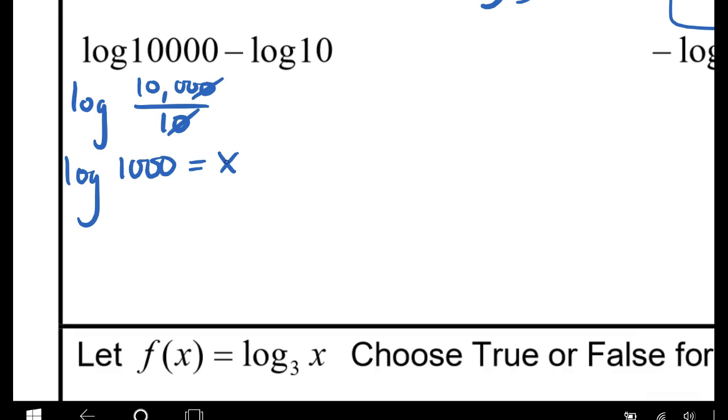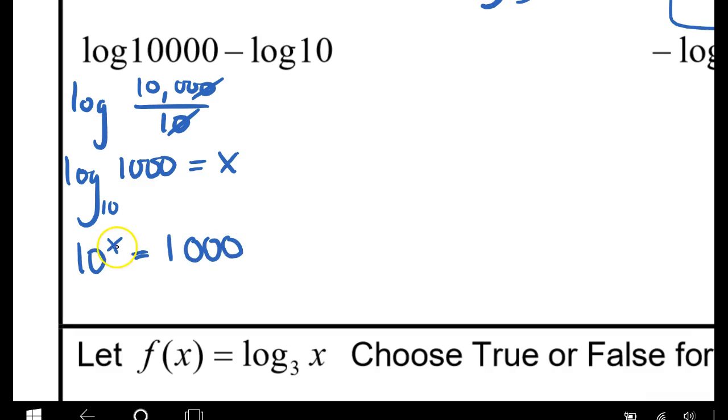And remember, if there's no base written here, we always know that it's 10. If there's nothing written there, it's 10. Now let's write this in exponential form, just like we did before. We'll do the base, which is 10, to the x, which is our e, equals 1,000, which is our a.